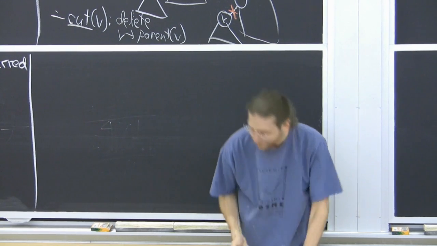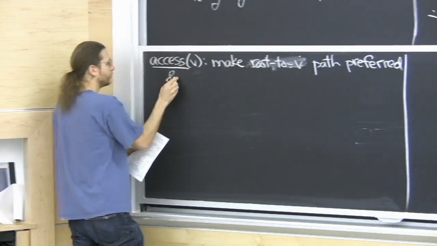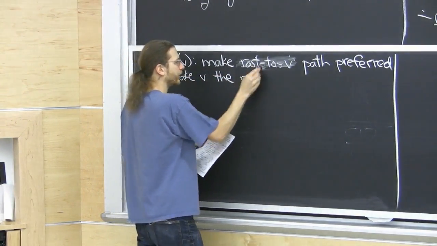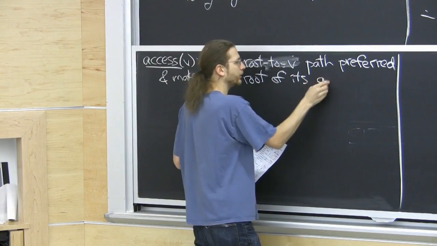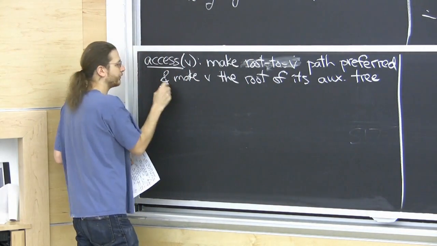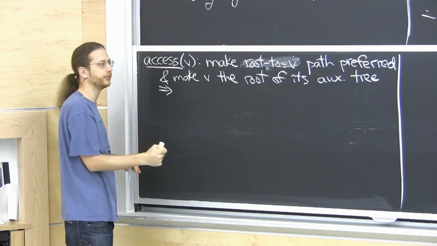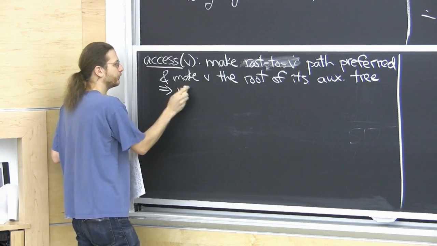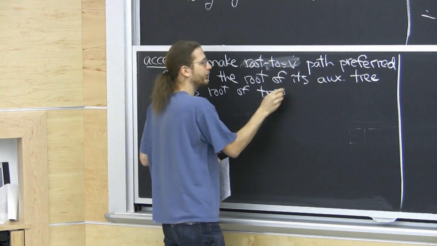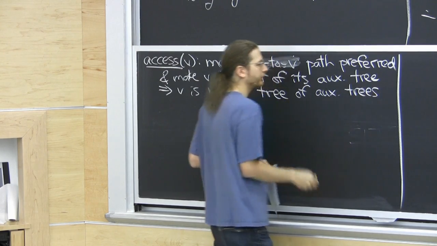So we've got to fix that. But we're going to do a little bit more. We're also going to make v the root of its aux tree. Which will mean, because that aux tree is now the topmost aux tree, because that aux tree contains the root and it contains v. So in fact, v is the root of the tree of aux trees. It's the overall root for this tree of aux trees.